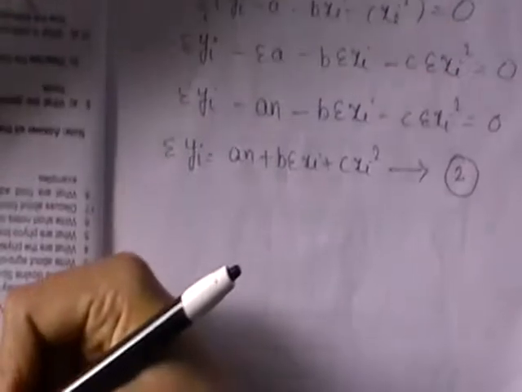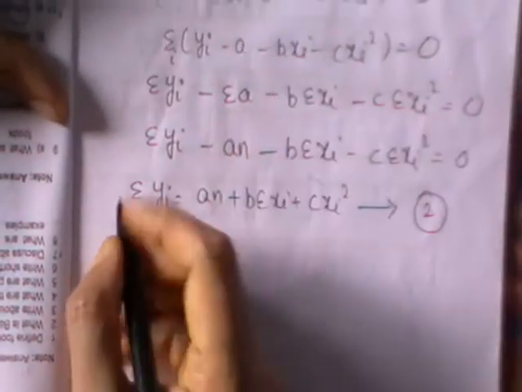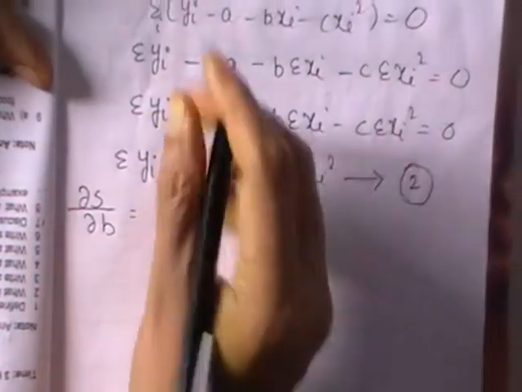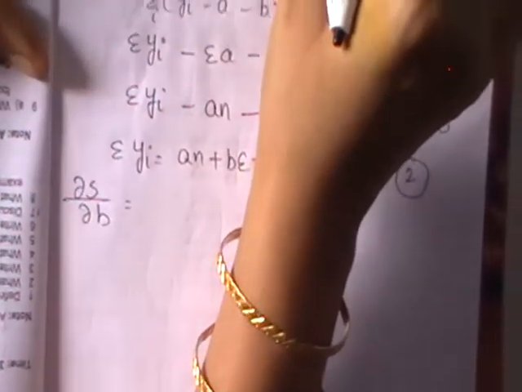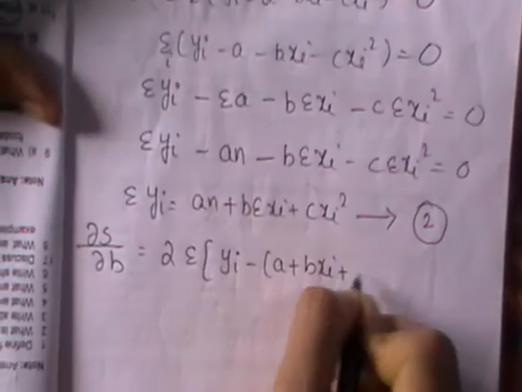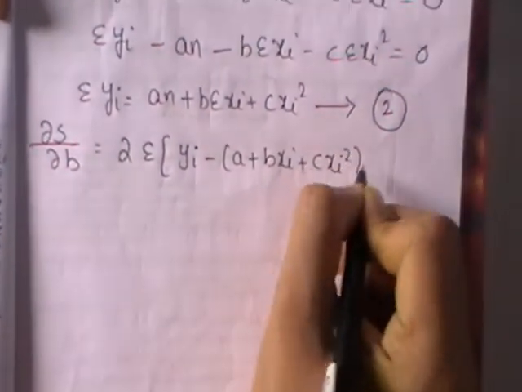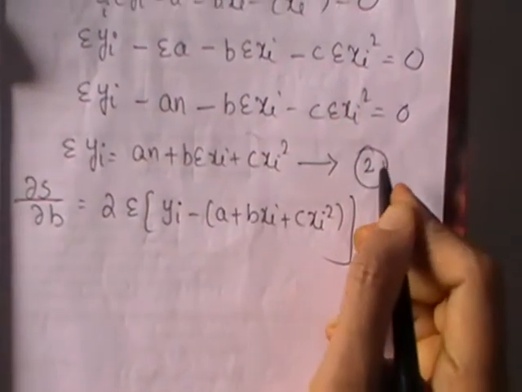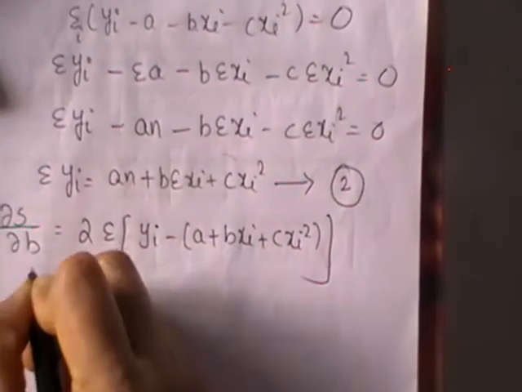So let us name this as 2. Similarly, what is the other constant you have? b is the other constant. Let us find dou S by dou b. This S is again in the form of x square. Its derivative is 2 sigma yi minus a plus bxi plus cxi square. The derivative of x square is 2x. So what is the inner derivative of this function with respect to b?